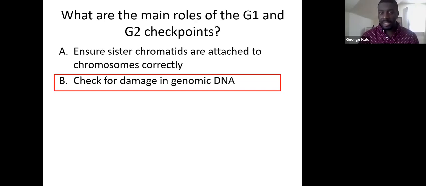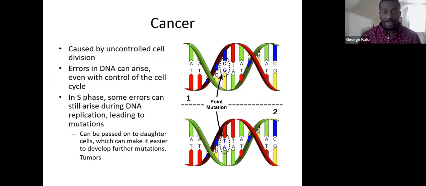So we're going to be taking a look at how we can end up developing mutations when the cell cycle happens too fast, which will ultimately lead into cancers. So here's how this whole process is going to work. Cancer is caused by uncontrolled cell division. Cell division should be happening at a specific rate. There should be a specific rate to how the cell cycle should be working.